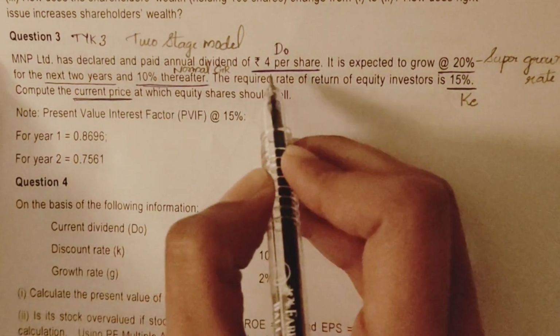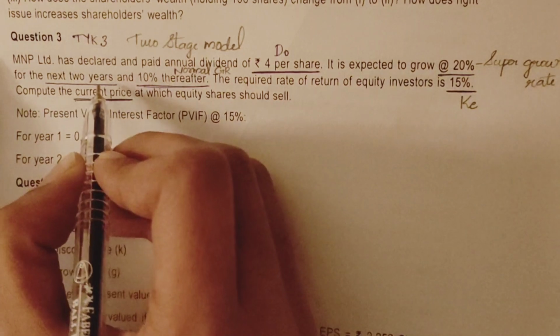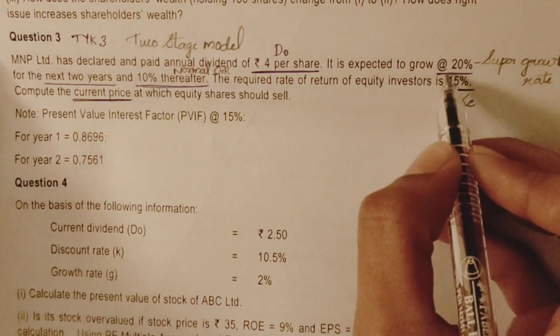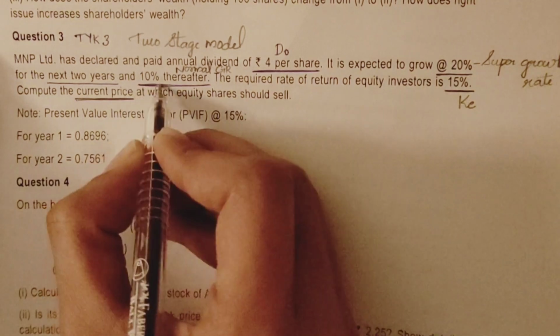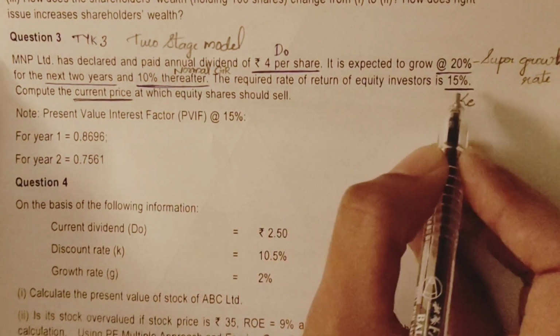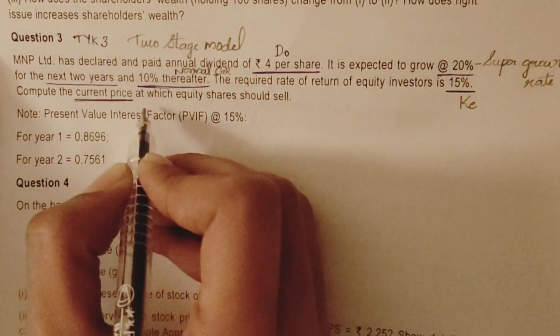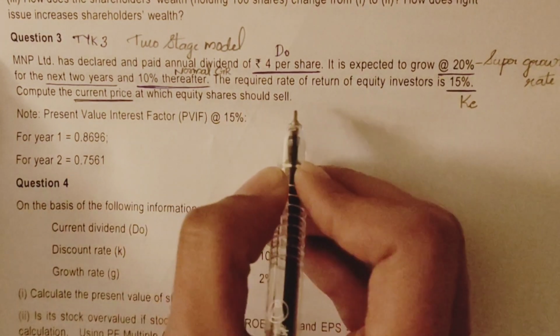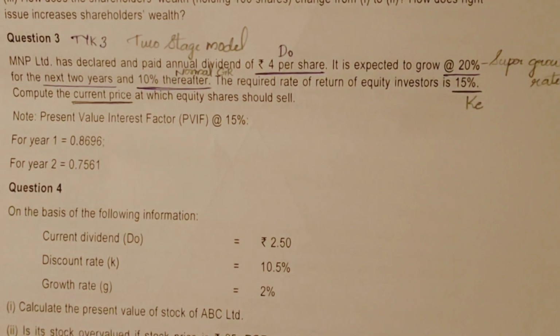They have given us the dividend per share, 4 rupees, and the growth rate for the first 2 years. So for the first 2 years, the growth rate is 20% and from the third year it is 10%. So this is a two-stage model. The required rate of return, the cost of equity, is 15%. We need to find the current price at which equity shares should sell. So we need to find the present value of the equity shares at the rate of 15%.